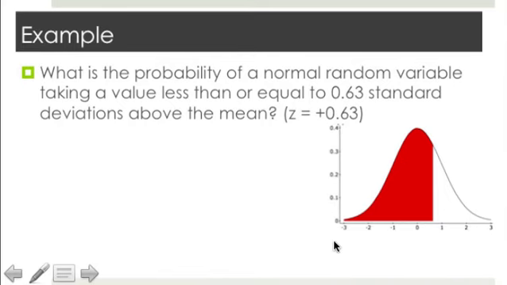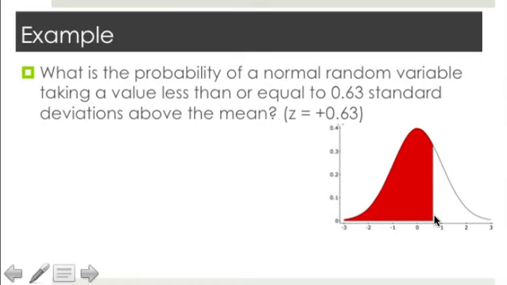Over here, you can see that we are roughly at 0.63 standard deviations, and we're looking for the probability that a value would be less than or equal to that, and so we're looking for the area that's shaded to the left, because that corresponds to values that are less than or equal to this z-score.